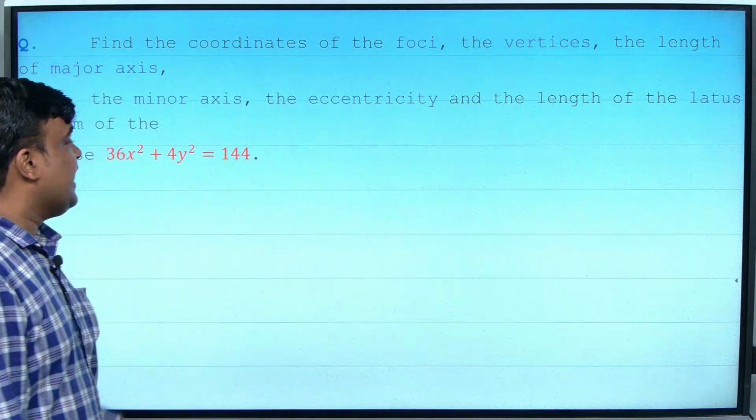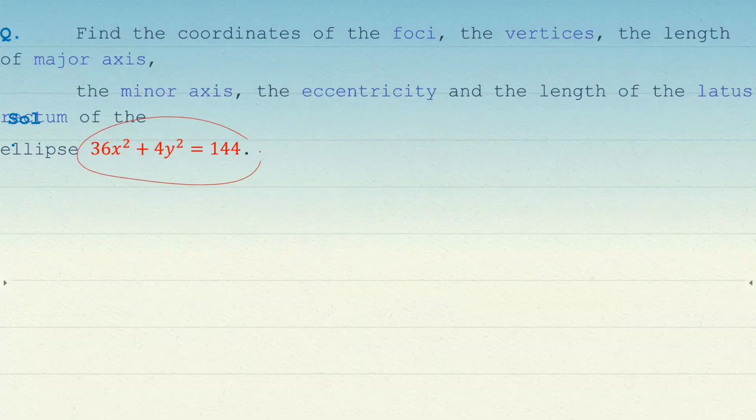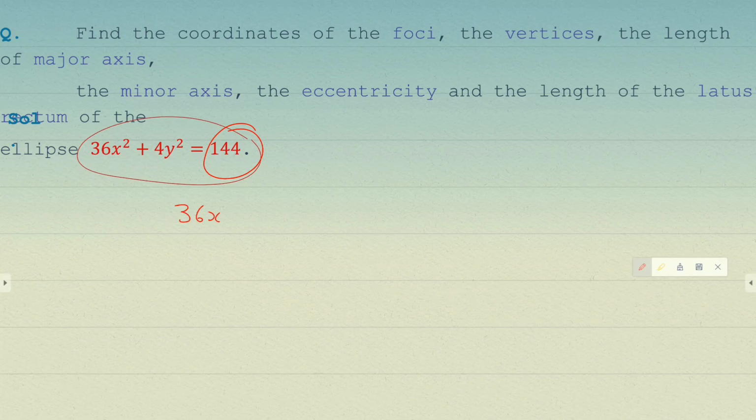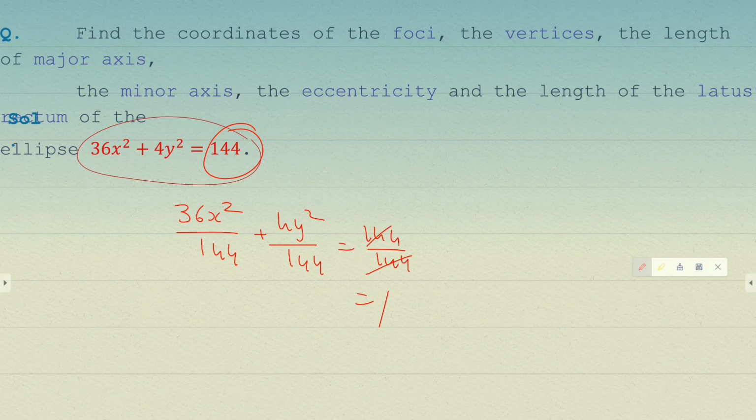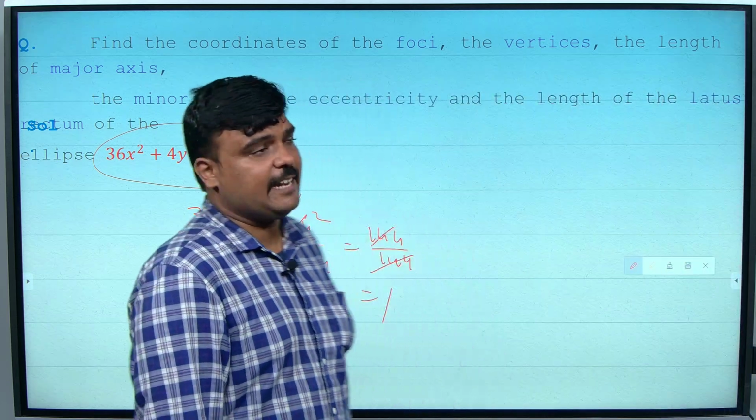So next is, if the equation is like this, very simple idea guys, என்ன இருக்கு 144, divide this full equation by 144. So 36x square by 144 plus 4y square by 144 equal to 144 by 144. So this becomes 1 and 1, you just do it and get the answer of a and b. இது கண்டுபிடிச்ச உடனே தான் I come to know which is major axis and which is minor axis, right? After this only I will come to know which is major axis and which is minor axis.